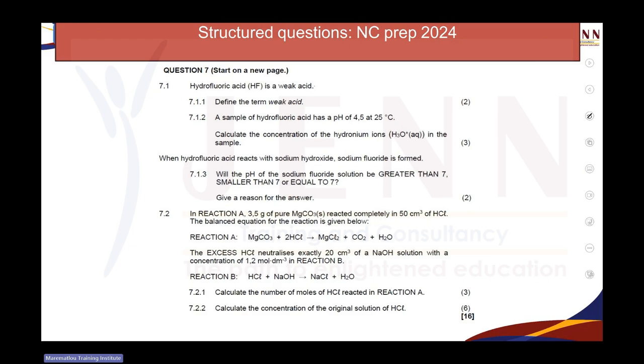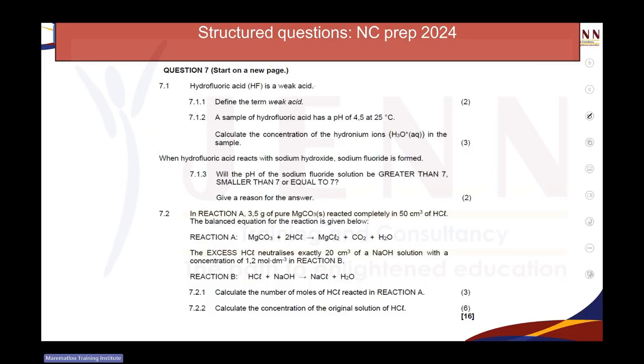The first thing in Northern Cape they asked was, define a weak acid. They say hydrofluoric acid is a weak acid. Define a weak acid. We said it's a must know. So we already know that it's a substance that ionizes incompletely to create a low concentration of hydronium ions. So we know 2 marks is in the bag.